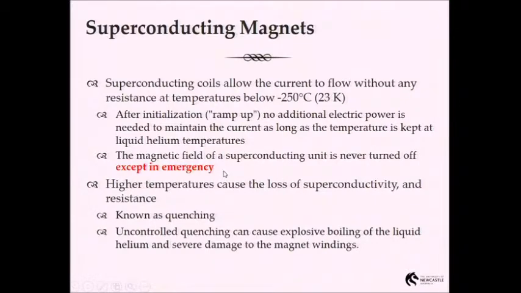The other thing is that 1 litre of liquid helium becomes about 240 litres of gaseous. So if it doesn't get out of the room, it basically will blow the walls out. Again, we talk about that in 3rd year. Higher temperatures can cause the loss of superconductivity. As I said, it's known as a quench, where it starts to heat up and all that liquid helium becomes gaseous, it has to go somewhere. It can result in explosive boiling of the helium and can cause severe damage to the magnet.